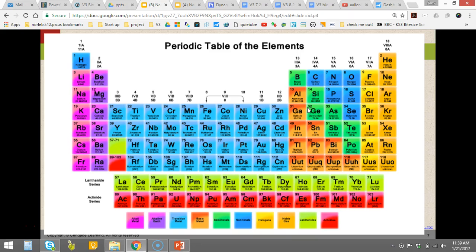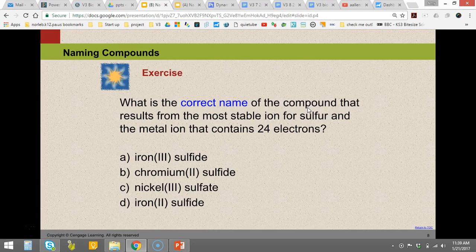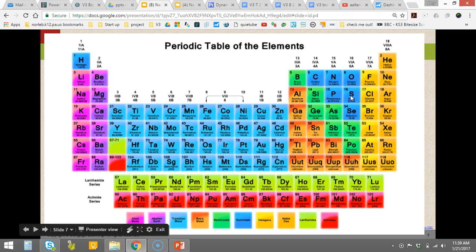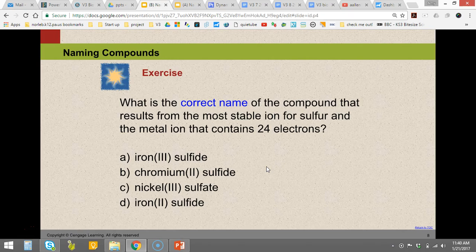Just glance at this periodic table for a moment as we move into the next problem because it's a little trickier. So what's the correct name of the compound that results from the most stable ion for sulfur and the metal ion that contains 24 electrons? Let's go back to the periodic table and look at sulfur. Sulfur is in group 6. That means it has a -2 oxidation number. So whatever transition metal we pair that with has to work out to a +2 charge. So our options are iron, chromium, or nickel.